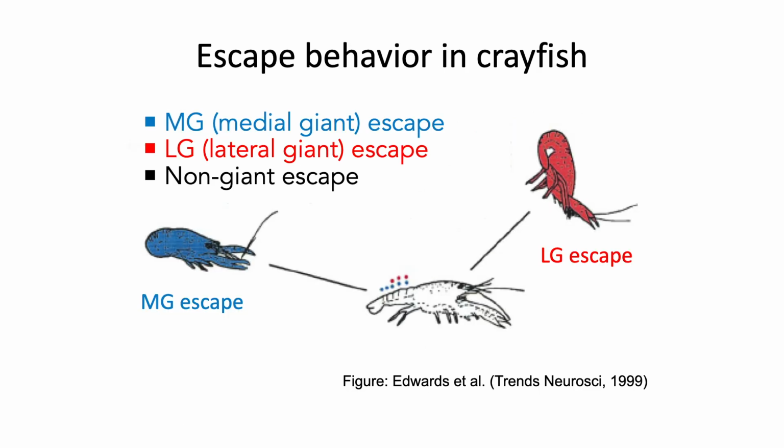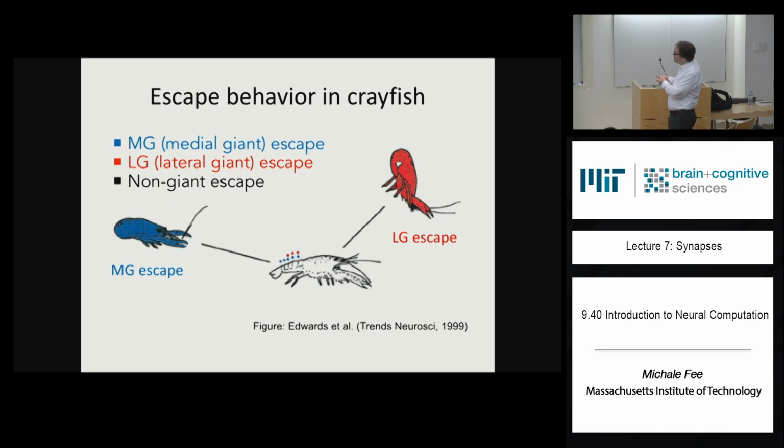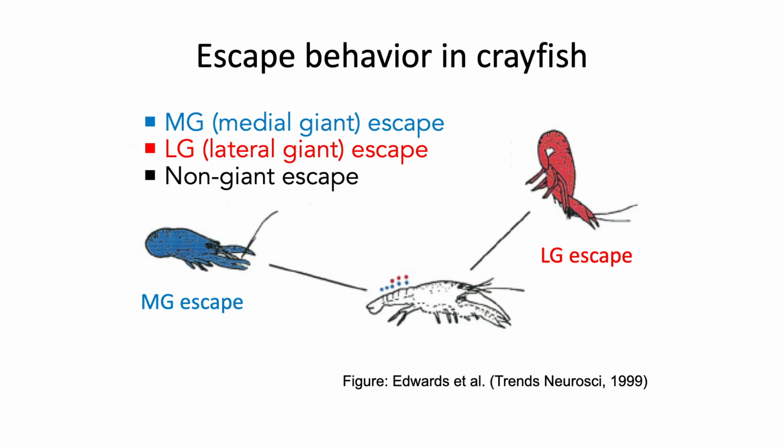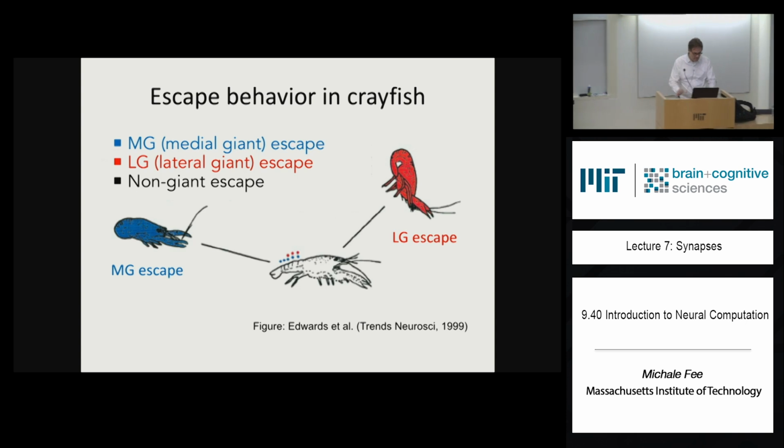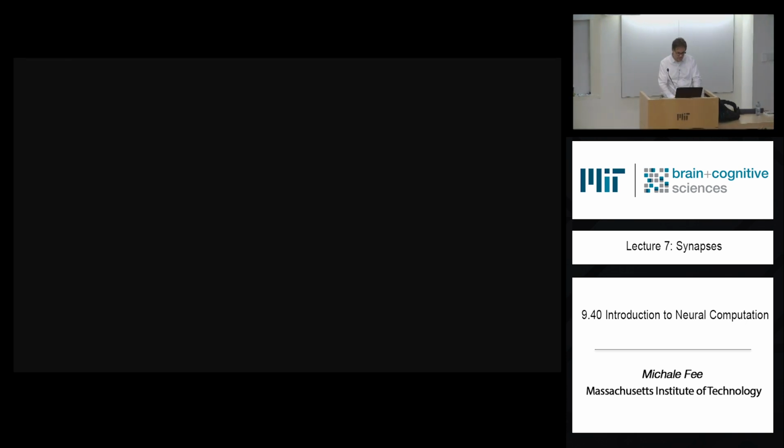So here are the two different kinds of escape reflexes. The medial giant neuron drives the MG escape, which is if you touch the crayfish on its nose, it flicks its tail and goes backwards. The LG escape is when you touch the crayfish on its tail, and it flicks its tail in a way that makes it go forward. So let's look at what those behaviors look like.